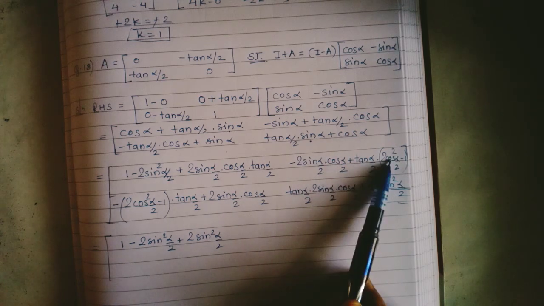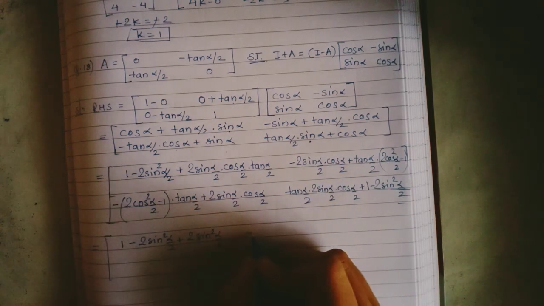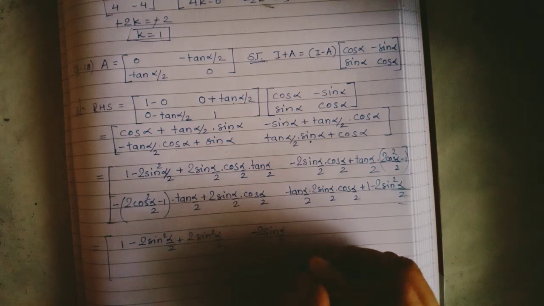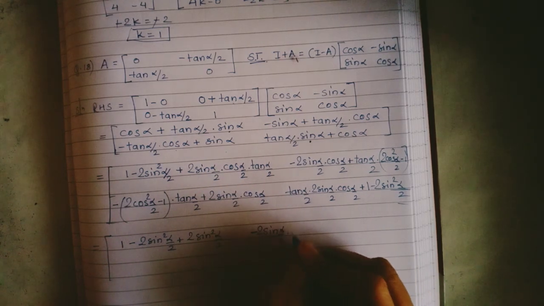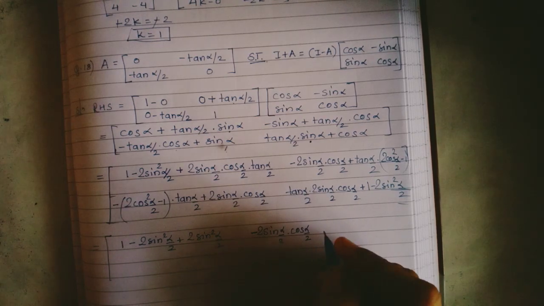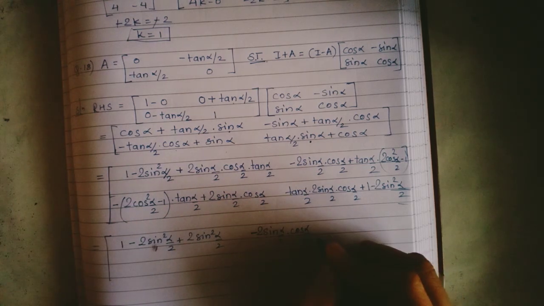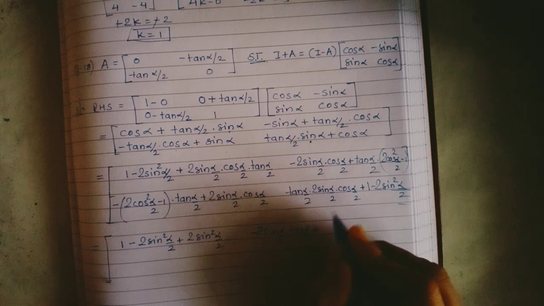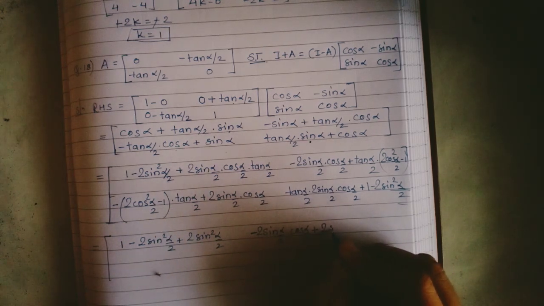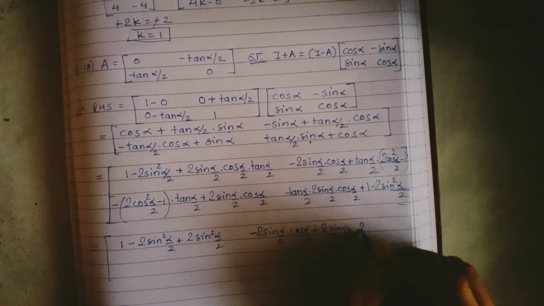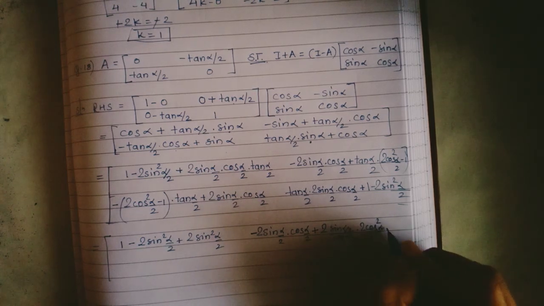So cos and cos, one of the cos gets cancelled and you will get here minus 2 sine alpha by 2 into cos alpha by 2 plus 2 into sine alpha by 2 upon cos alpha by 2 into 2 cos square alpha by 2 minus tan alpha by 2.